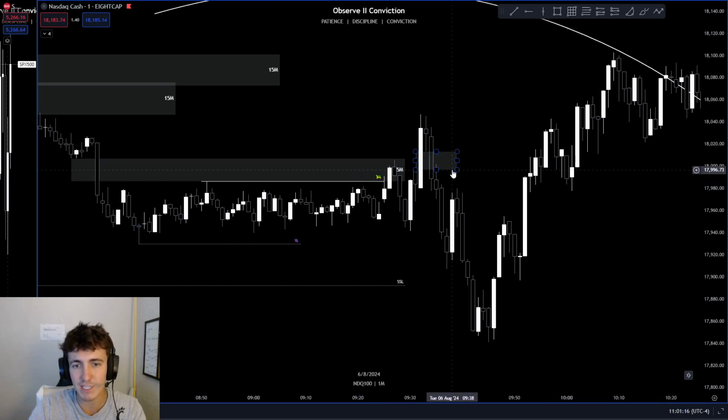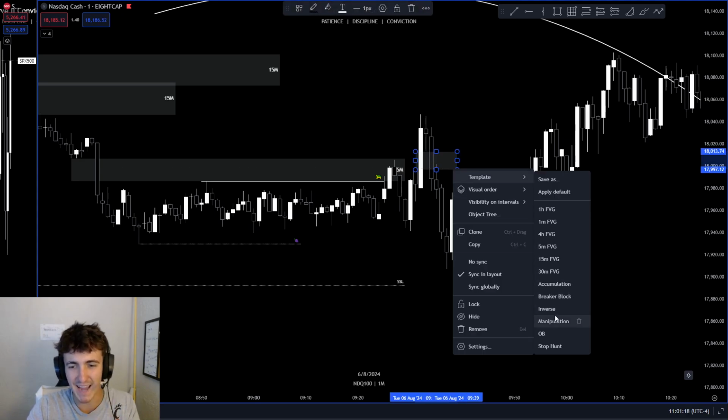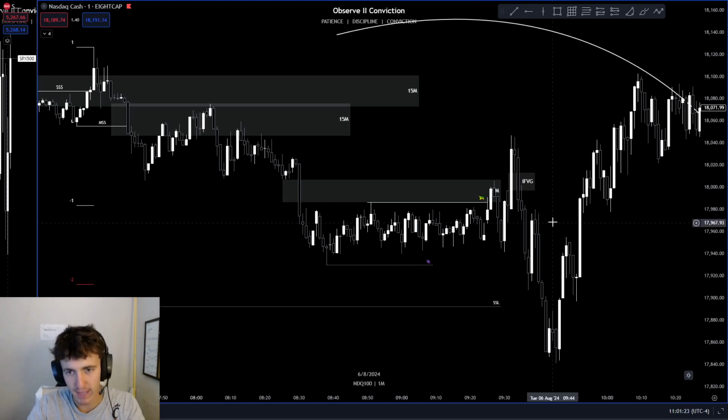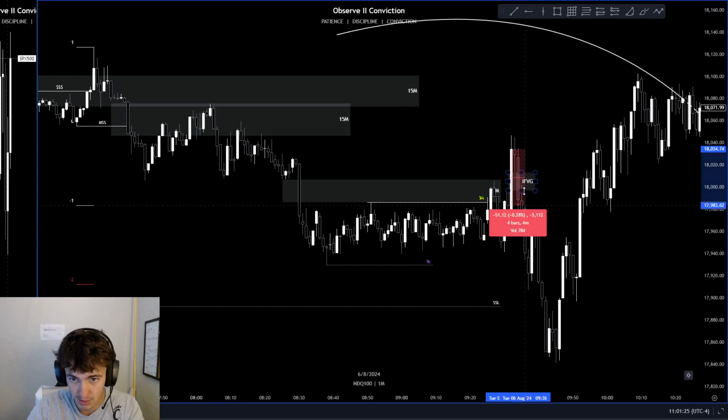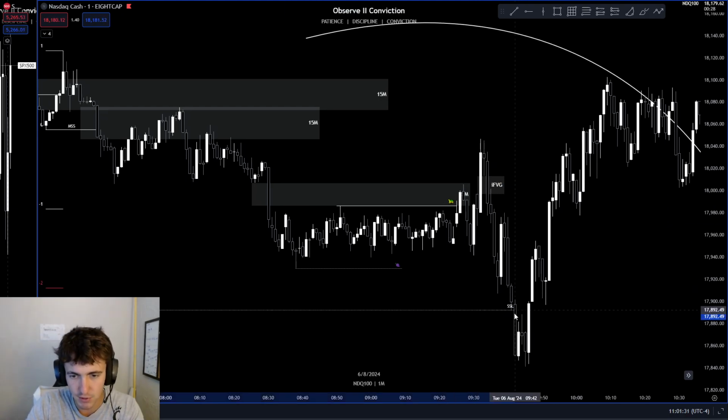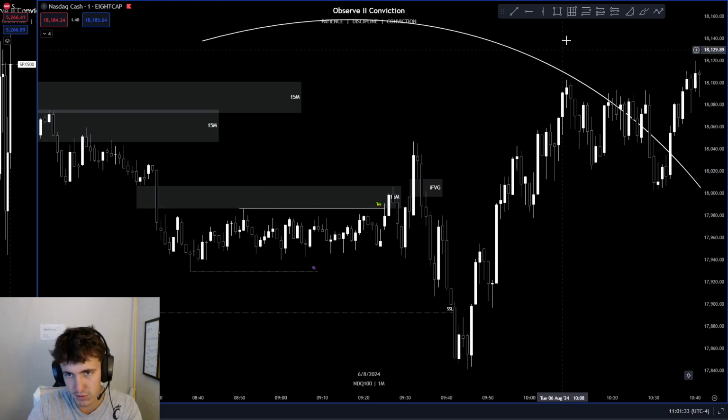When the 15-minute is already wicking down, showing that it's going to respect the 15-minute fair value gap, and on the 1-minute time frame, we are closing below a bullish fair value gap. What does that tell you? That tells you that price is going to go down. It tells you that your draw is correct. Aligning those two together, I enter.